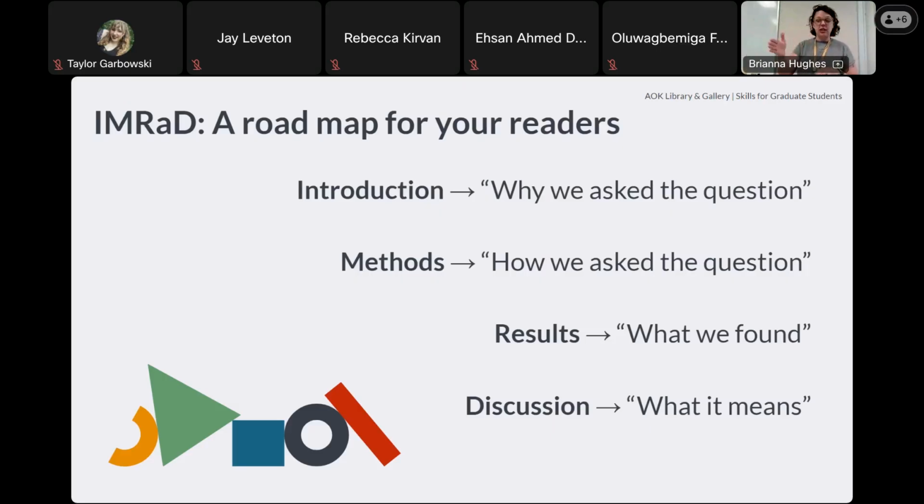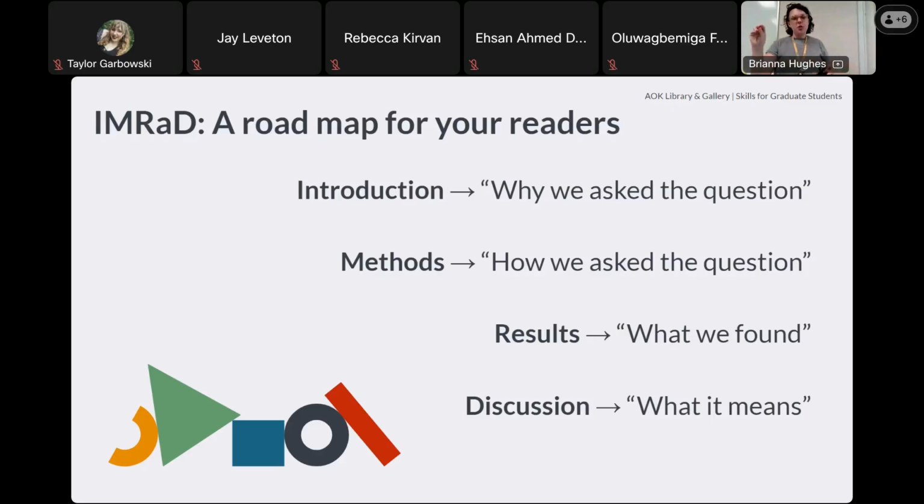Just stating the facts, what those results were of your research or your experiment, and then finishing with a discussion. What does this mean? What are the implications of your research on your field? How does it relate back to your original question? What it means for the discipline that you're in, that you're writing to.